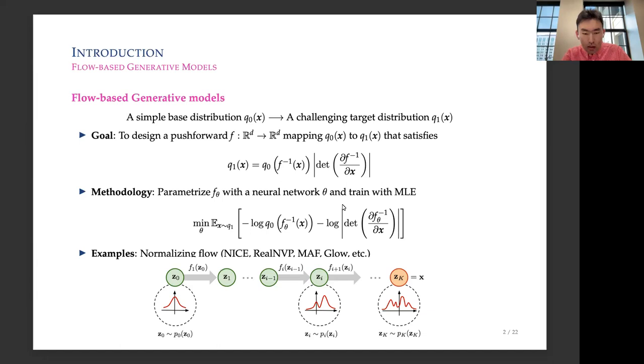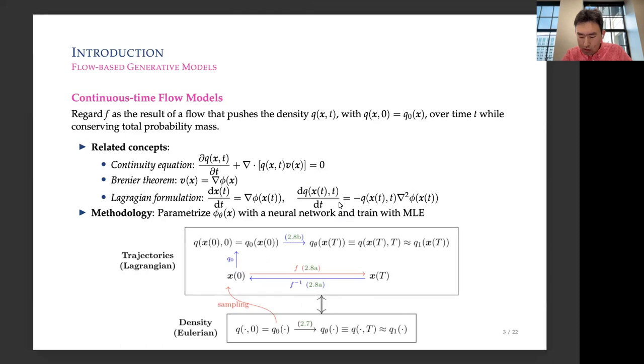Among all these flow-based generative models, I would like to specifically talk about one family of methods, called continuous time flow models. Continuous time flow models regard this push forward F as the result of a flow that pushes the density Q X T over time T, with initialization Q X 0 equal to the simple distribution Q0, while preserving its total probability mass. This method is largely motivated by related concepts from fluid mechanics. Here I list some of them.